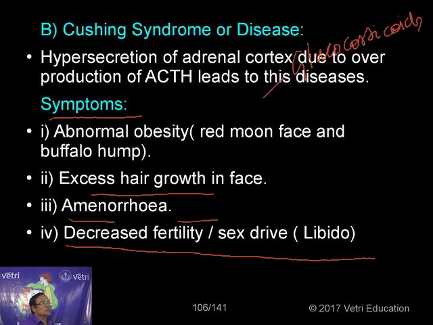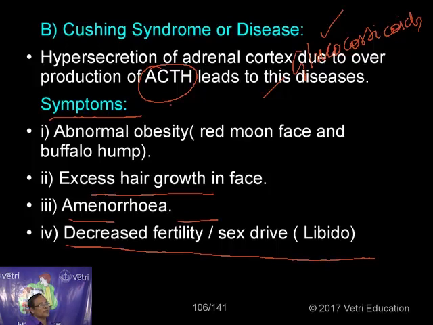Another one is Cushing syndrome, this is because of the over secretion of glucocorticoids. Over secretion of glucocorticoids or hypersecretion of the adrenal cortex, mainly in both conditions glucocorticoids only operating. It may be overproduction of ACTH. So either because of glucocorticoids of the adrenal cortex or because of over secretion of ACTH from the pituitary, the answer would be the same, because ACTH only stimulates the adrenal cortex to produce hormones. When the level of ACTH is more, ultimately the level of glucocorticoids is more, leading to Cushing syndrome or disease. What are the symptoms?